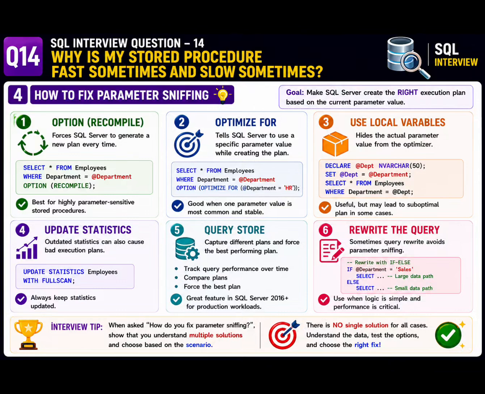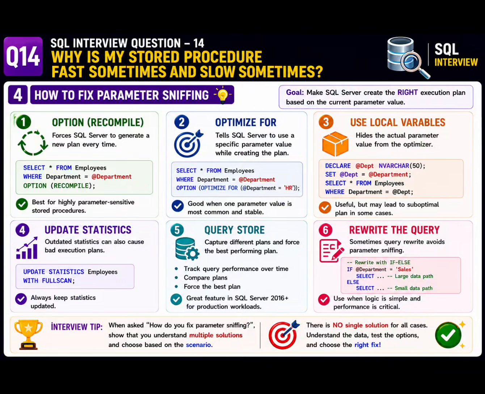Then the third one is local variables. If you assign the parameter to a local variable before using it, this sometimes prevents SQL Server from using the sniffed values. The pro is it's a simple solution, and the con is it may produce a generic plan that is not always optimal. And the fourth one is update statistics.